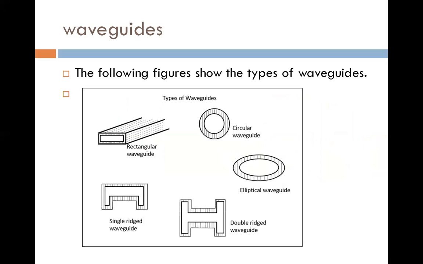Here we show the figure of waveguide. First is the rectangular waveguide. Second one is a circular waveguide. Third one is the elliptical waveguide. Fourth one is a single ridge waveguide, double ridge waveguide. So those are the shapes of the waveguide.